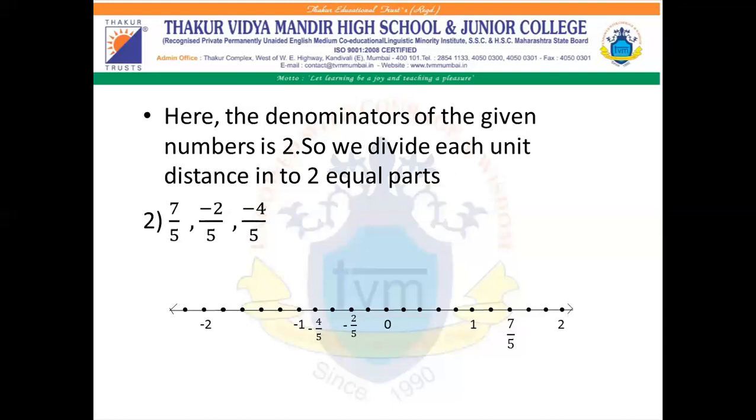And the fifth point shows the number 5 upon 5, that is 1. The sixth point shows the number 6 upon 5. And the seventh point shows the number 7 upon 5. Similarly, to the left of 0, the first point shows the number -1 upon 5. And the second point shows the number -2 upon 5. And the third point shows the number -3 upon 5. And the fourth point shows the number -4 upon 5. And the fifth point shows the number -5 upon 5, that is -1.